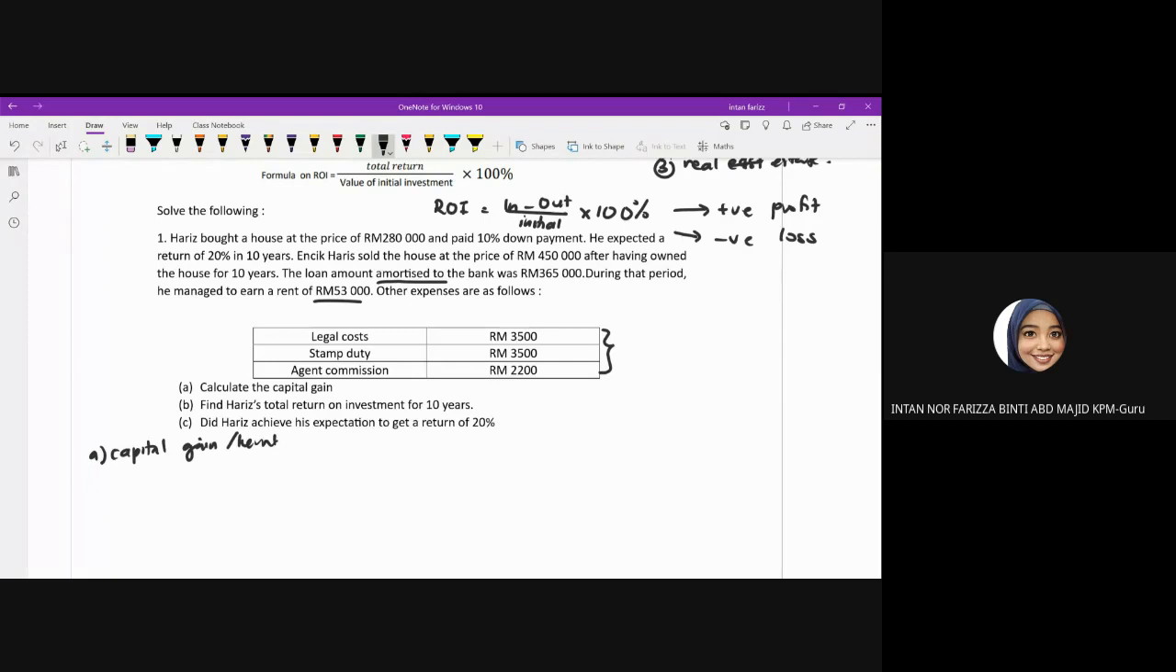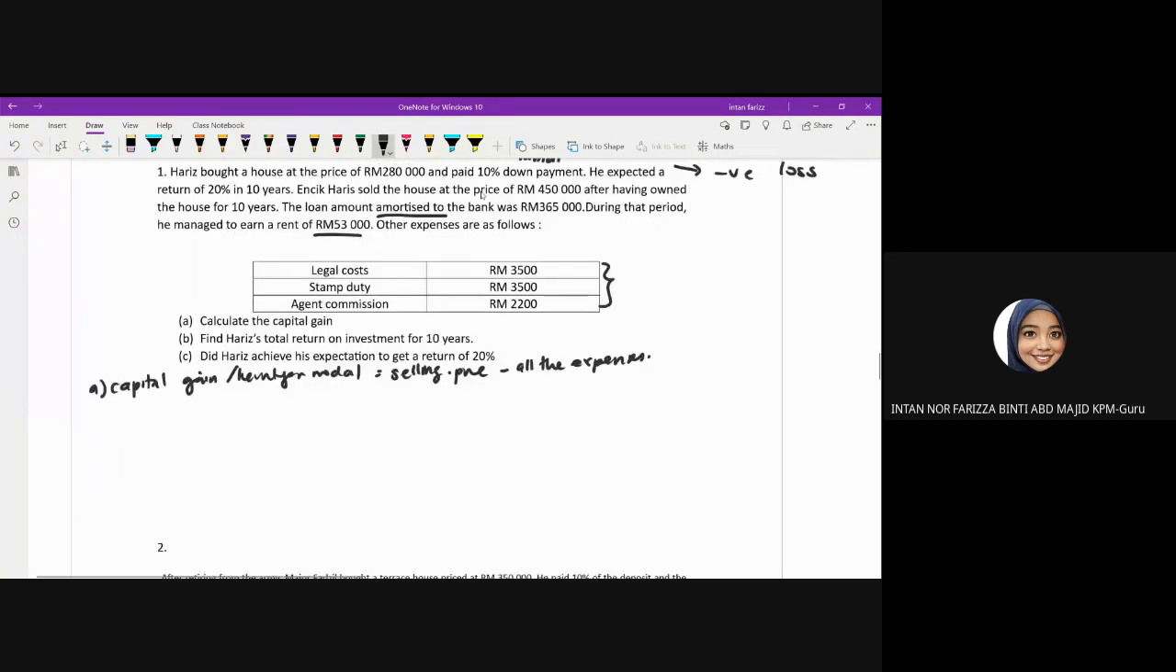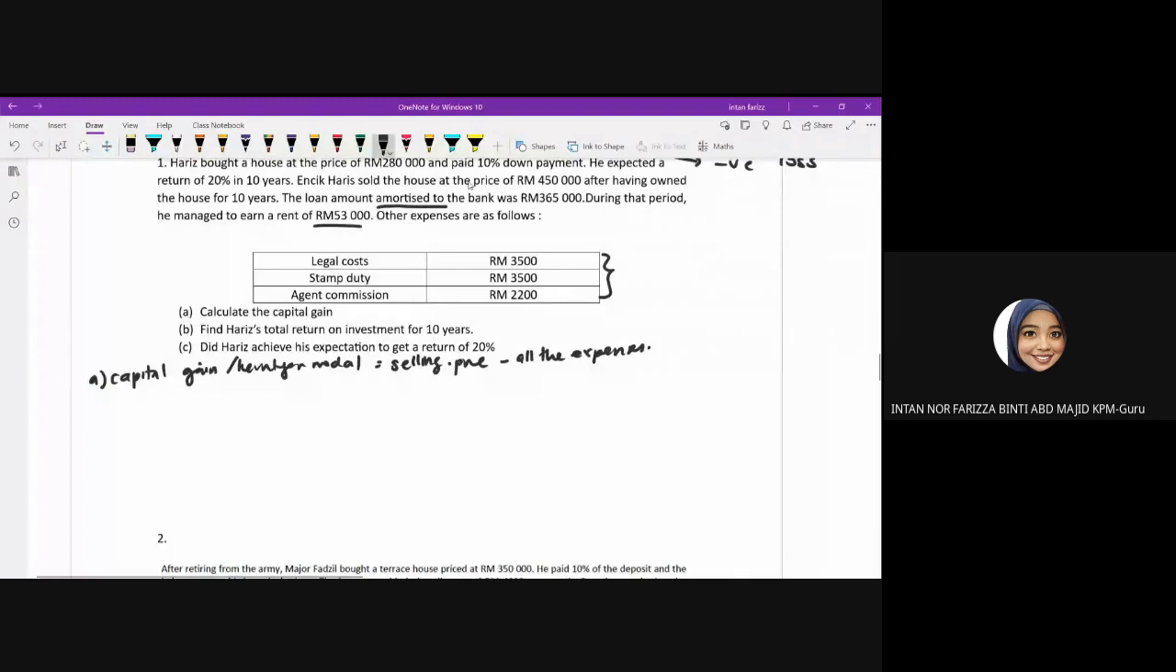Okay, so keuntungan modal for this situation of Haris, it comes from where? It comes from the selling price minus all the expenses. Okay, so write down the formula. Capital gain is selling price, okay, minus all the expenses. Okay. Now let's calculate, girls.